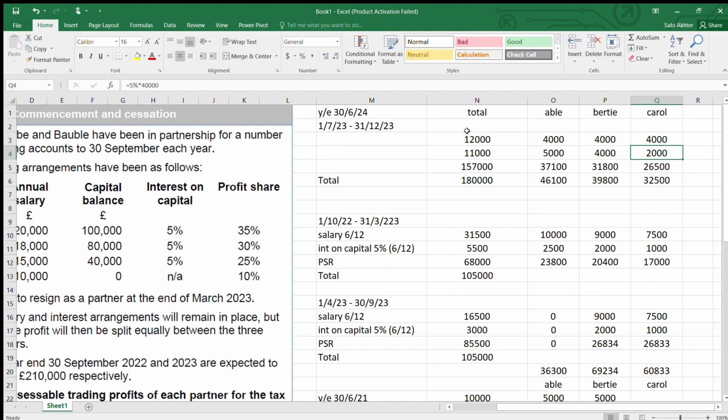Then the ratio changed from 1st Jan 24 to 30th June, 6 months. 6 months of 24,000 is 12,000. But this time the ratio is 65 to 35. Berti is not there. So 65% of 12,000 is, for Abel, 7,800, and for Berti, just 0 because he left. And for Carol, 35% of 12,000 is 4,200.